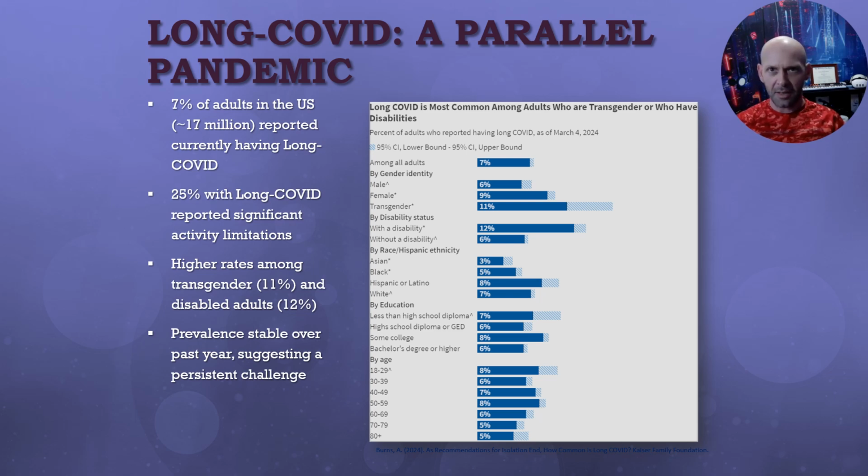According to an April 2024 report from the Kaiser Family Foundation, about 3 in 10 adults who have had COVID-19 report experiencing long COVID at some point. Of that group, 25% reported long COVID limiting their activities a lot, while 54% reported their activities as being limited a little. The condition disproportionately affects certain groups, particularly transgender individuals and those with disabilities. The higher prevalence among transgender and disabled adults underscores the health disparities that already exist in our society, highlighting the need for targeted public health interventions.